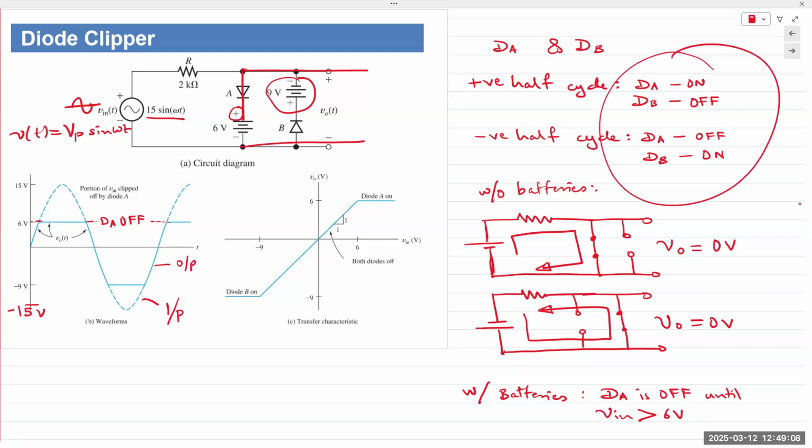So if you practice the ideal diode model, you should be able to do the offset diode model. You should be able to analyze the diode rectifier circuits, and you should also be able to analyze these kinds of clipping circuits based on that ideal diode model. So make sure you understand that thoroughly. Okay, that's the most important.